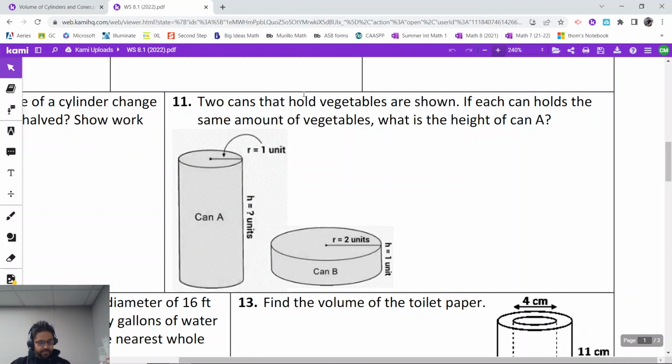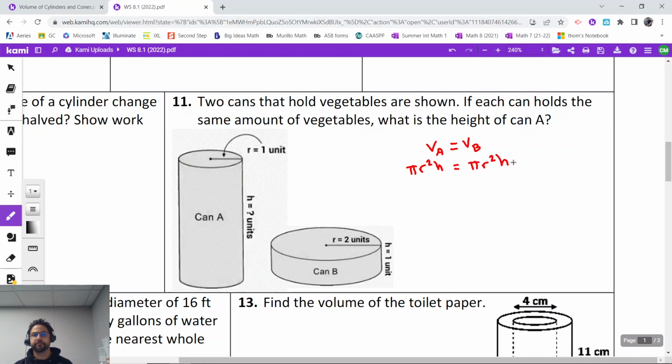So we can say that the volume of can A, so I'm going to say VA for the volume of can A, is equal to the volume of can B. Now, if you notice, they're both cylinders. And I bring that up because later on, you might have a different shape to work with. So we know that the volume, again, is pi r squared h. The same thing over here, pi r squared h. So on can A, I know the radius is 1, but the height is unknown. So I'm going to say pi 1 squared, and it's going to say h.